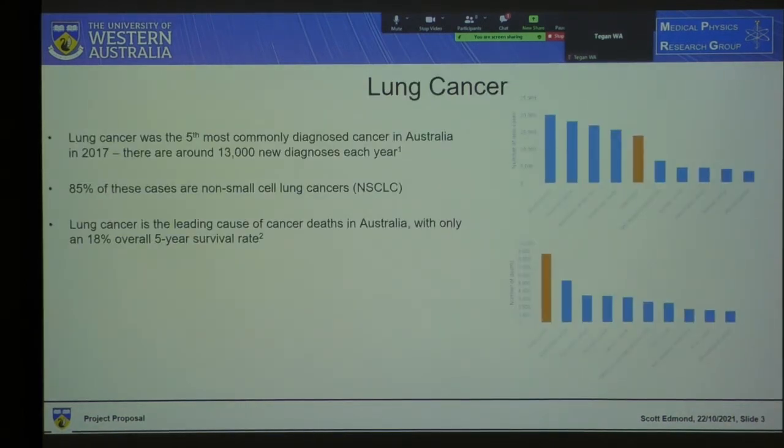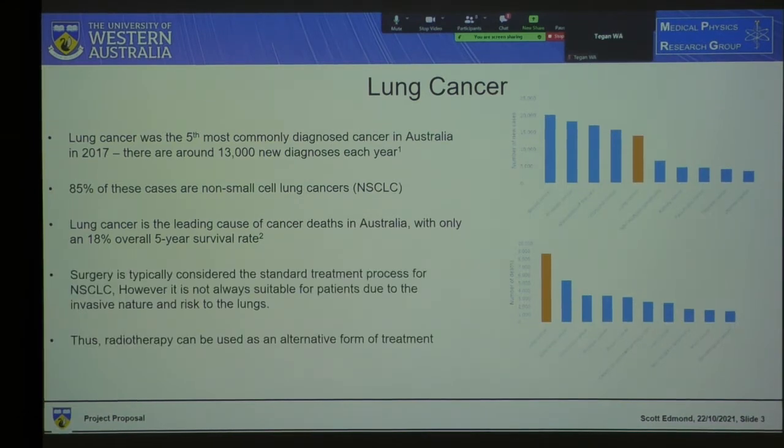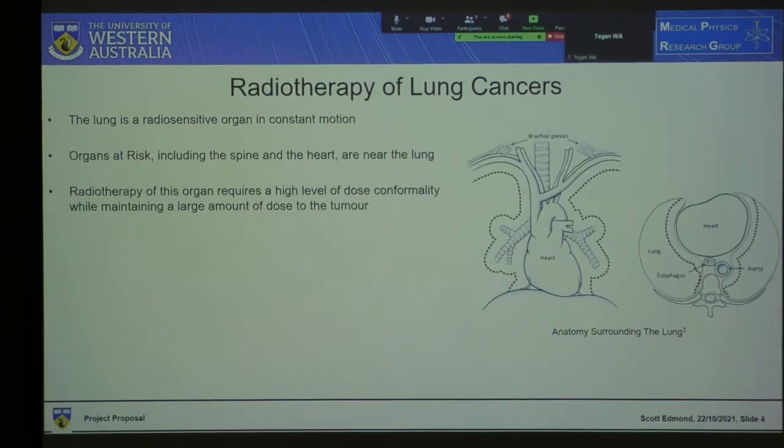So as a bit of background as to the focus of this project, lung cancer is the 5th most commonly diagnosed cancer in Australia per year. But despite that, it's always the leading cause of cancer deaths in Australia, which is caused by its only 80% overall 5-year survival rate. The majority of these cases are non-small cell lung cancers, which are typically treated with surgery. However, for elderly patients or those with a compromised lung function, surgery isn't always an option. So for that, we can turn to radiotherapy as an alternative form of treatment.